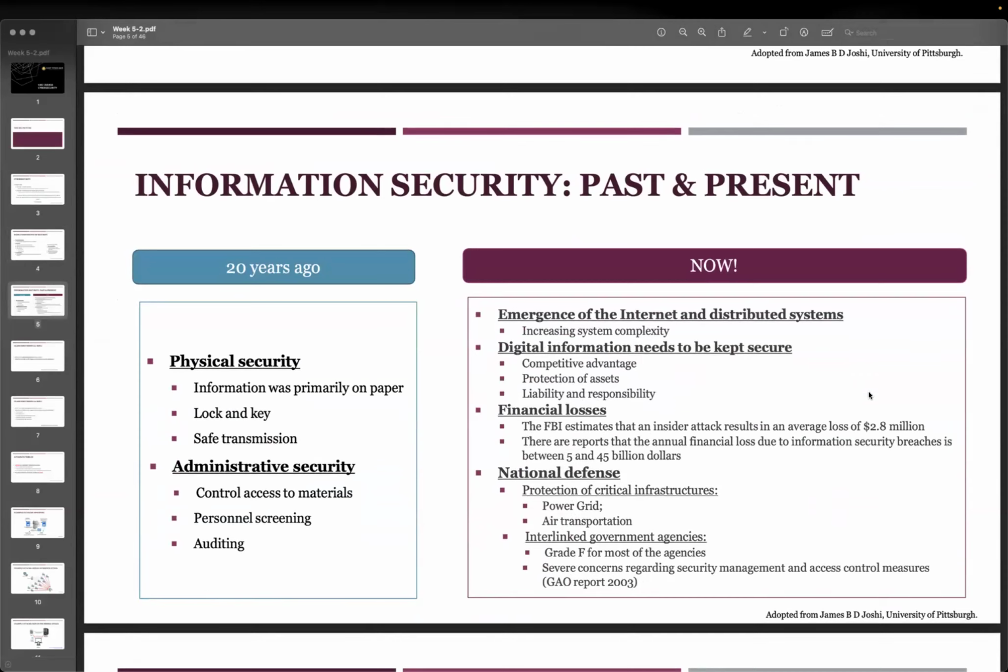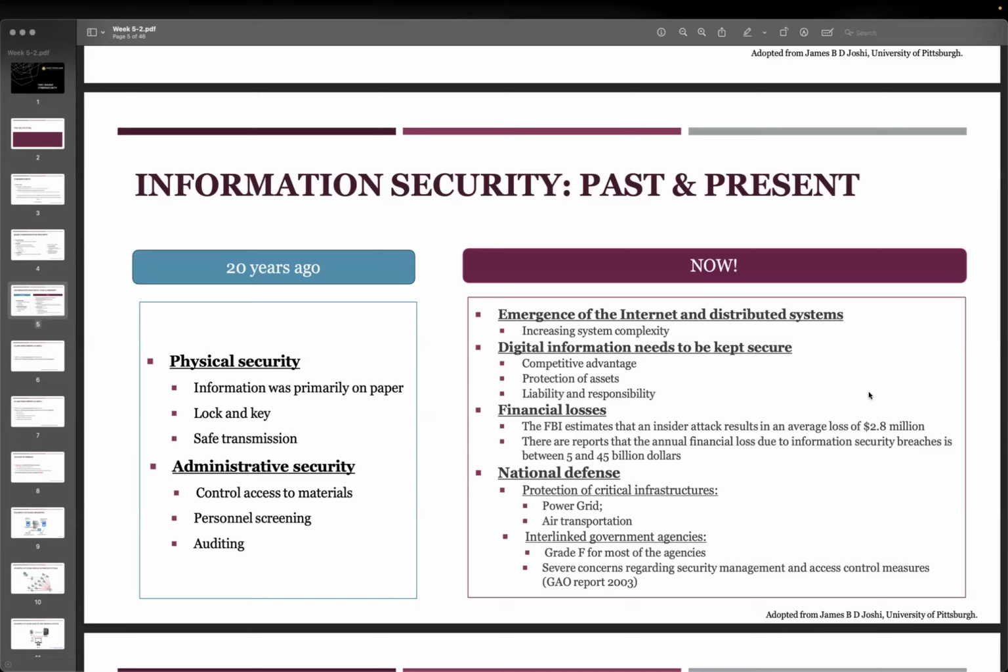A long time ago, we talked about really physical security, like putting a lock on paper and safe transmission. For administrative security, it was controlling access to the material and personnel screening. But nowadays we have more, because we have the internet, including distributed systems, which makes the system more complex. Digital information is not really physically printed, and it includes competitive advantage, protection of assets, liability or vulnerabilities, and financial losses.